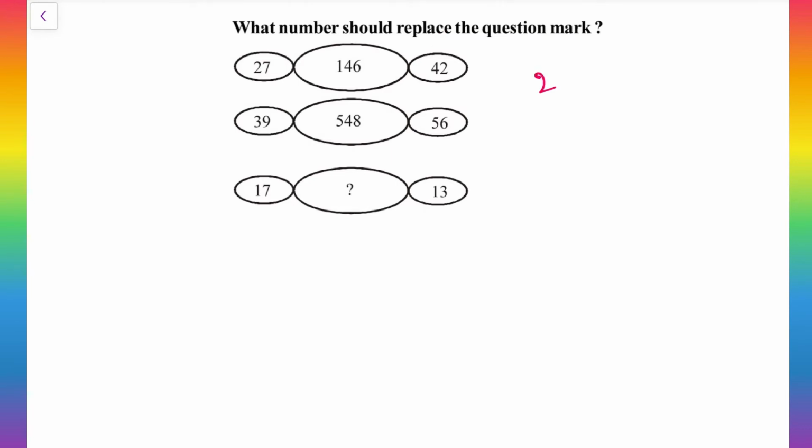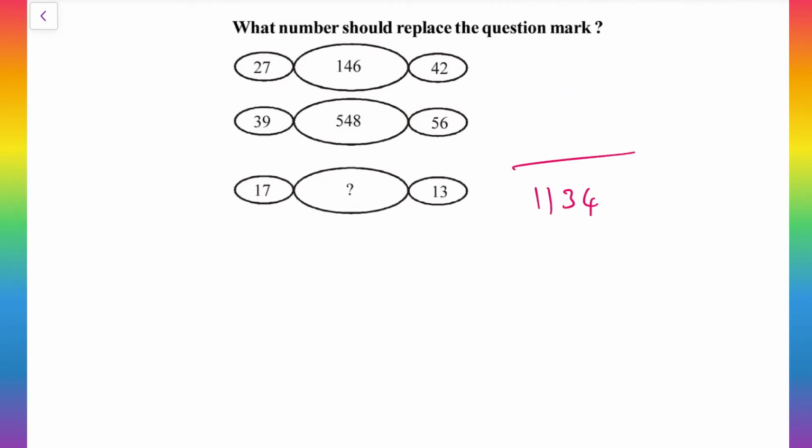Then I will do multiplication of those two. That is 27 into 42. Of course, it will become a very big number. 27 times 42 is nothing but 1134. Let me check, is there any relation between this 1134 and 146? Sorry, no relation. Okay, next. This logic is also not applicable.